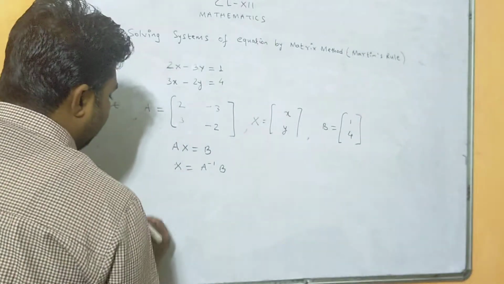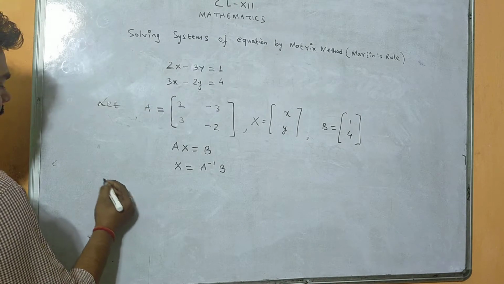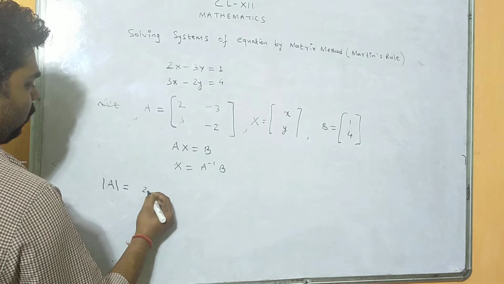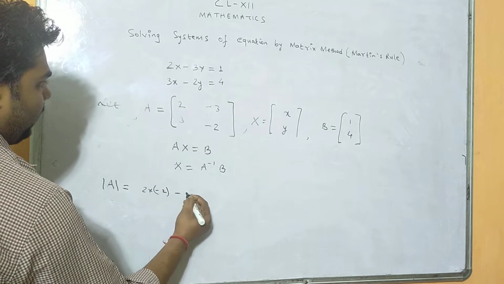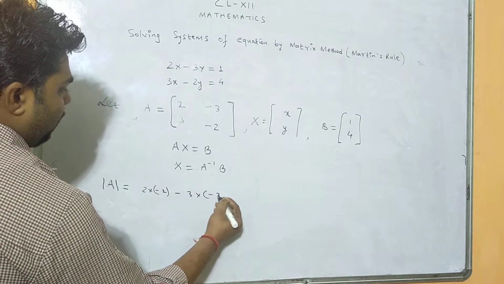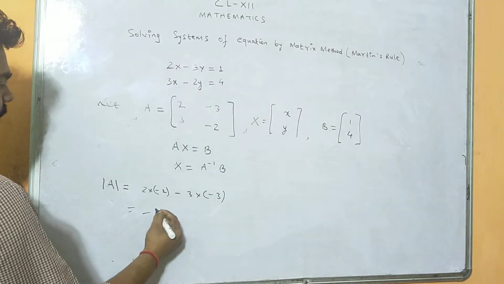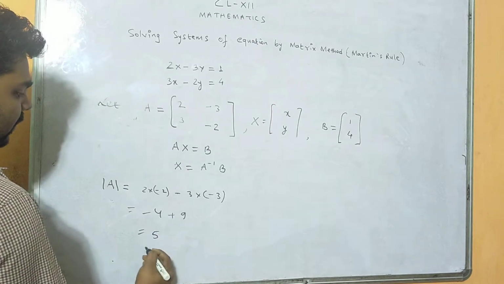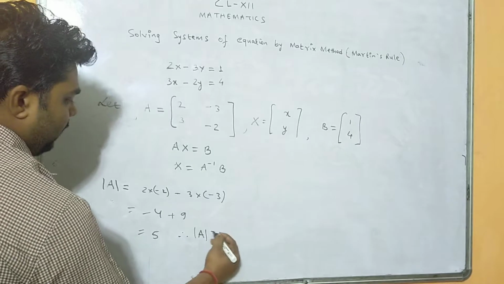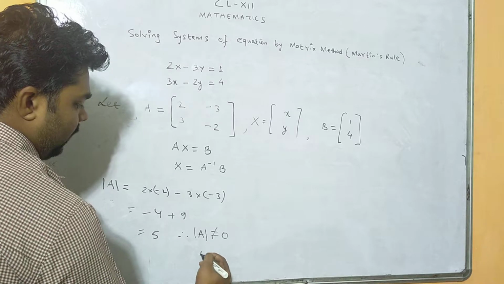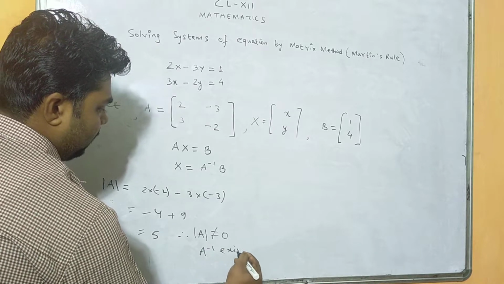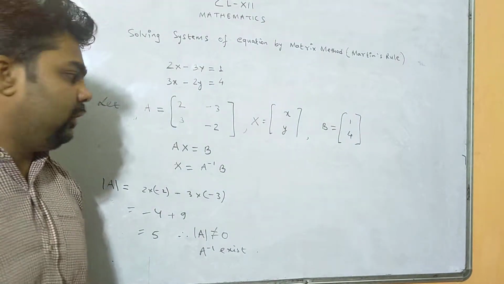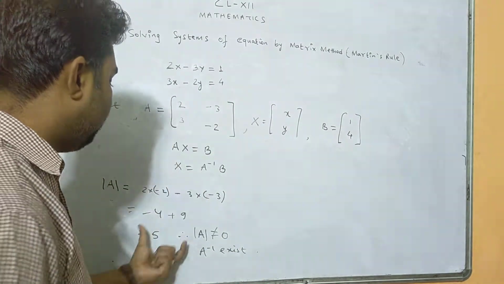To find A inverse, we first need to find mod A to check whether A inverse exists or not. So 2 into minus 2 minus 3 into minus 3, that is minus 4 plus 9, which is 5. Therefore mod A is not zero, so A is not a singular matrix and A inverse exists. We got mod A, so we can easily find the unique values.